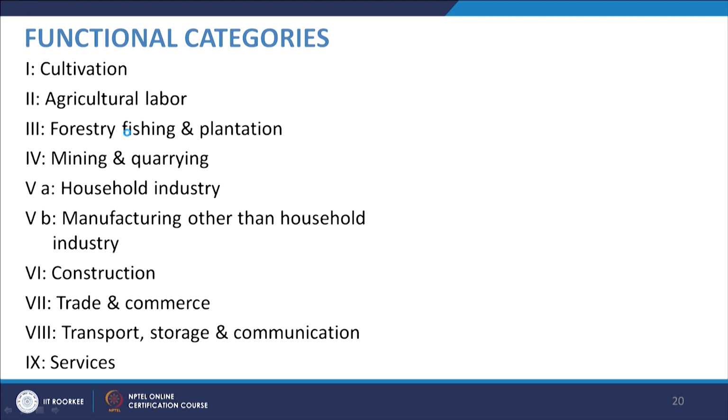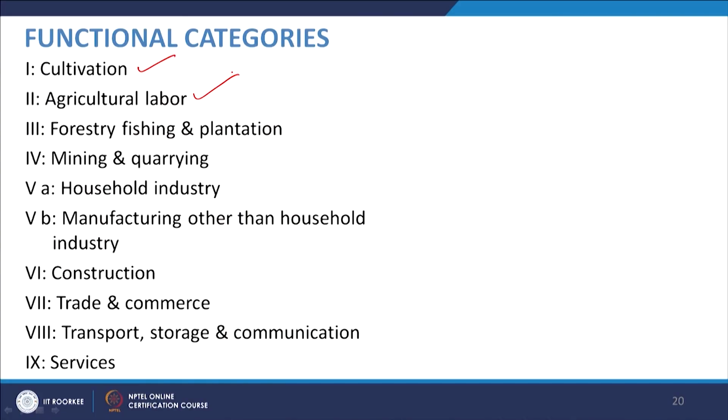First is that some of the functional categories could be there based on the cultivation. There could be some cities where a significant amount of cultivation is there. So, those could be based on cultivation, agricultural labor based cities or town areas, forestry based cities and urban areas, mining and quarrying based cities. There are cities like the industrial cities you have seen, Bhilai, Durgapur, which are basically created for mining and quarrying and setting up large scale manufacturing.